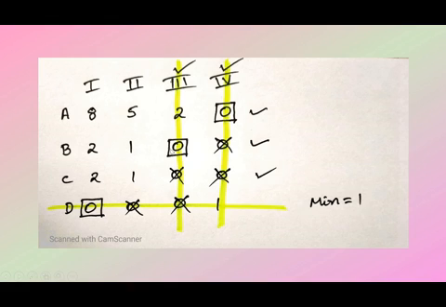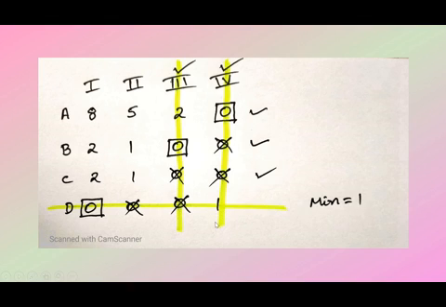1 minus 1, 0. 0 covered, don't touch. 0 covered, don't touch. 2 minus 1, 1. 1 minus 1, 0. 0 is covered, don't touch. 0 is covered, don't touch. This 0 is also covered, don't touch. This 0 is also covered, don't touch. This is a point of intersection. What am I supposed to do whenever I encounter a point of intersection? Add the minimum value. So 0 plus 1, this becomes 1. This is also a point of intersection.